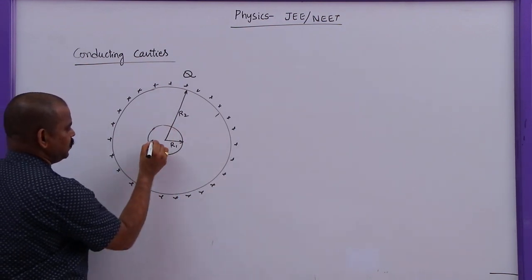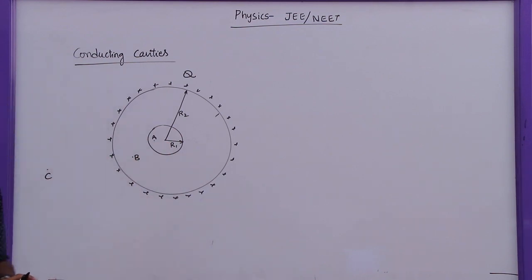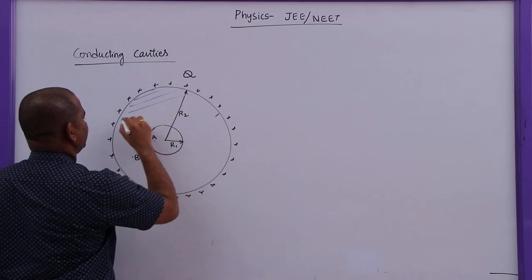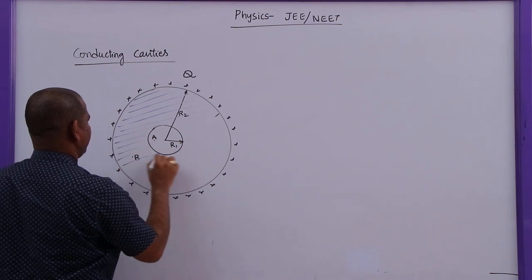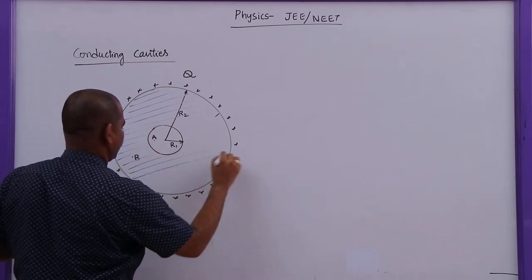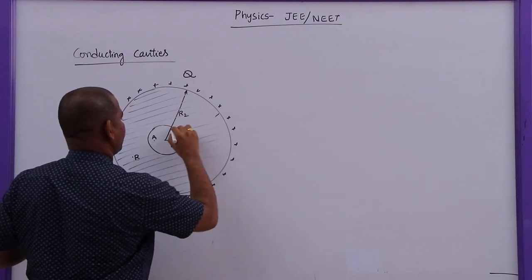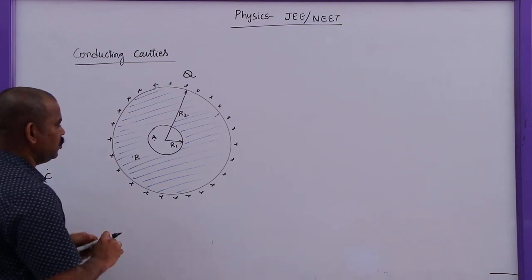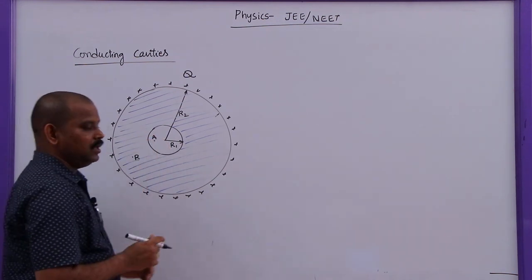Let me take some points here: point A, point B, and let us say this is point C. What are the electric fields at point A, point B, and point C? It is a conducting sphere with a cavity, which means this is a solid material. In this, we know that the electric field at point A will be 0.